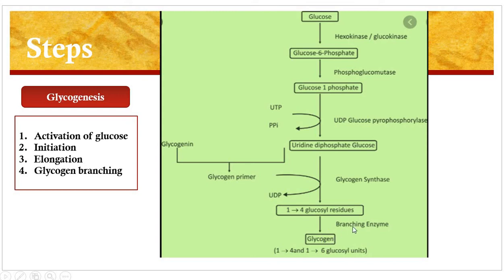Now after the working of the branching enzyme, we can get a glycogen molecule which is having both 1,4 and 1,6 glycosyl units. So all the 4 steps are completed.